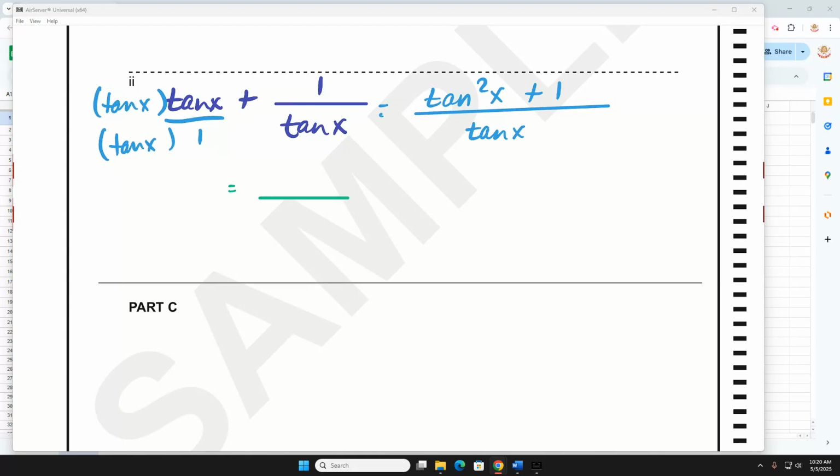Does that ring a bell? Tangent squared of x plus 1, what is that going to be? Good. But we're still not ready. We need to eventually just have secant of x and cosecant of x. So we're going to do our favorite thing to do and rewrite these as sine and cosine only.